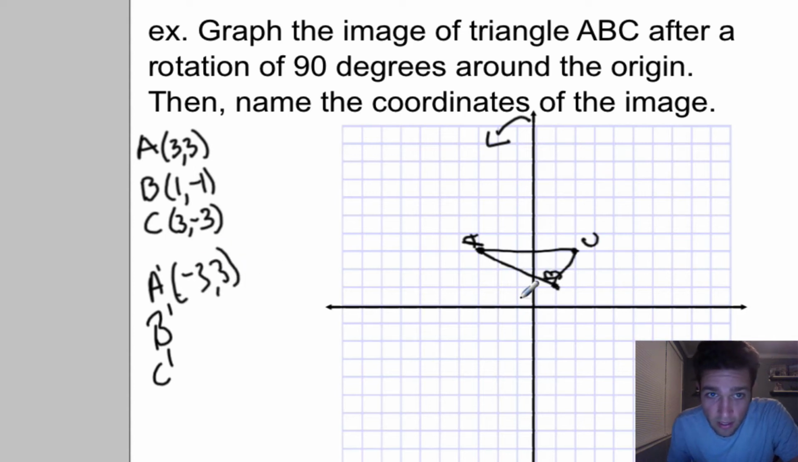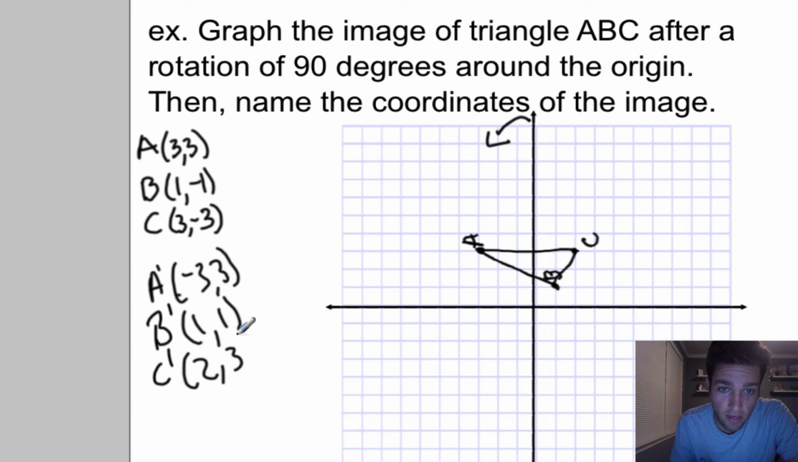All right? And B is now at 1, 1. So we're going to call that B prime. And then C is now at 2, 3. All right, and we're going to call that C prime.